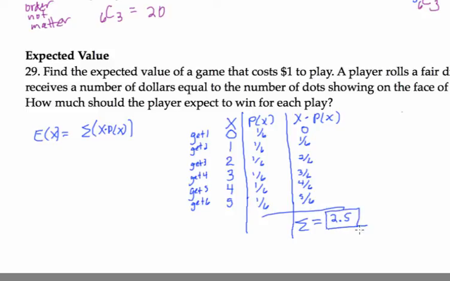So 2.5, $2.50 is the expected value. That means on average, if you played the game long enough, you'd make $2.50 for each play, on average.